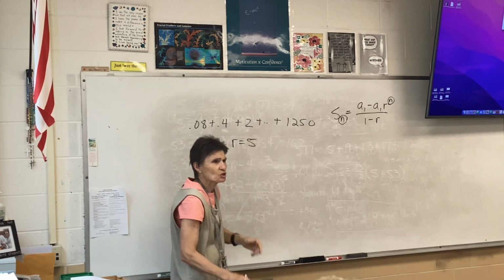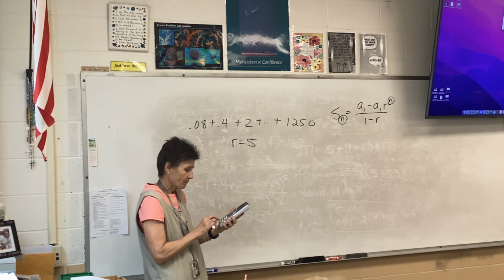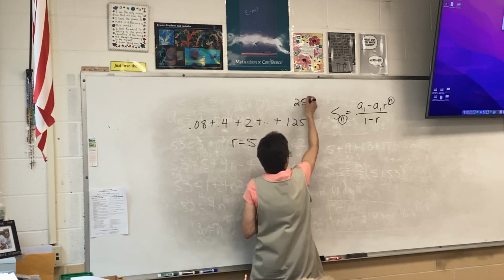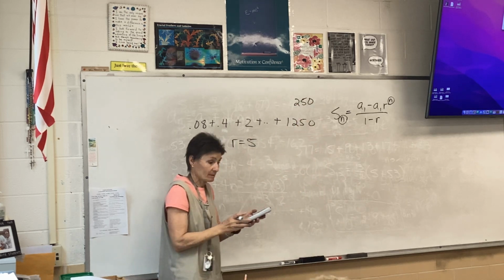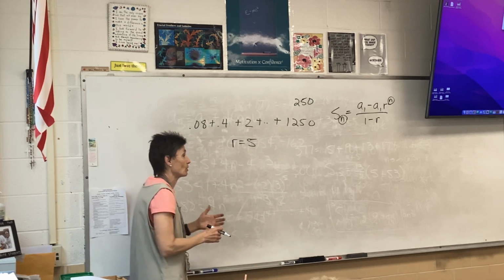Well, let's just check that out. So you're gonna take 1250 and divide it by 5. I got 250. All right, now I'm gonna do it mathematically and see if I get the same thing. All right, it's a good idea. Let's see if it works.